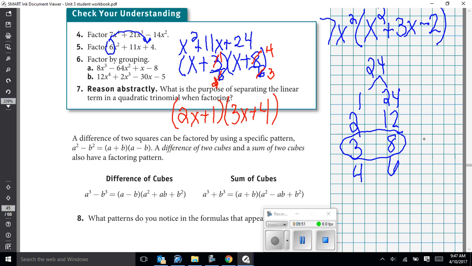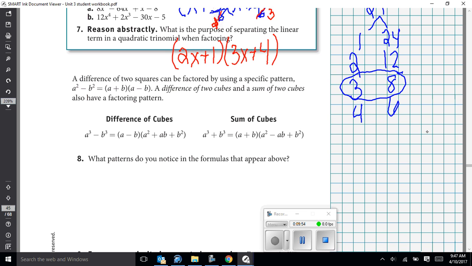Alright, so now we're going to look at the difference and sum of cubes. So the difference of cubes is when you have 2 terms that are both cubes. So you have, like, a cubed minus b cubed, so x cubed minus 8, or x cubed minus 27, because 27 is a cube. 3 times 3 times 3, 8 is 2 times 2 times 2.